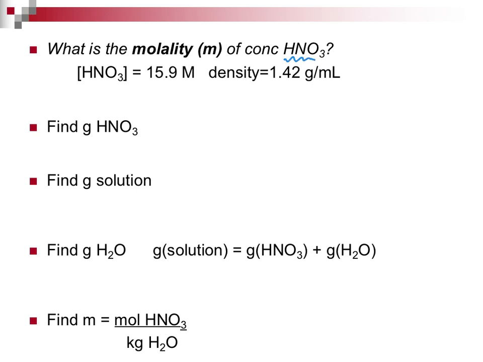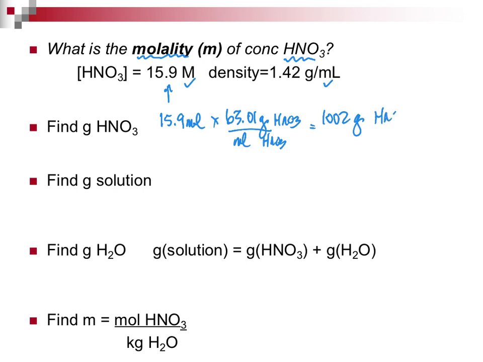The last one talks about nitric acid, and it wants to know what is the molality. You are given the molarity, you are given the density. And what I did is I usually just sketch these things out, okay? It says find the grams of HNO3, nitric acid. Well, if you know you have 15.9 moles, how do I know that? From the molarity. And you learn that it weighs 63.01 grams of HNO3 for every mole of HNO3. You'll come up with 1,002 grams of HNO3.